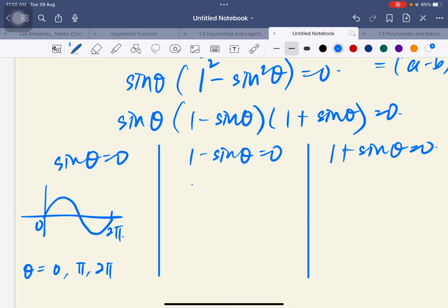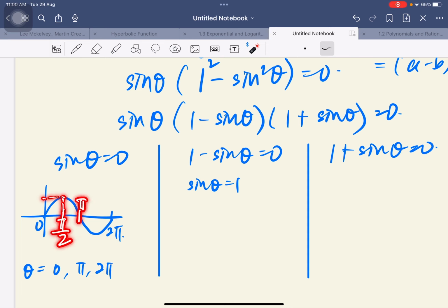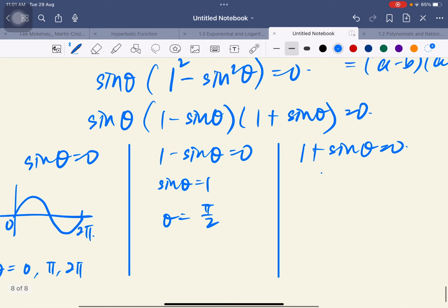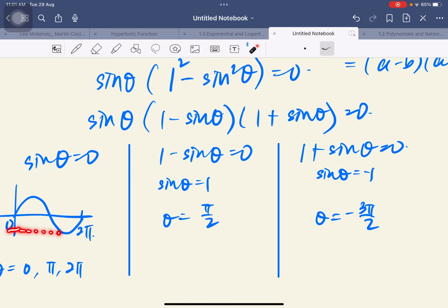And this is sin theta equals 1. Sketch out the graph also. I mean, I already sketched it here, so no need. This is pi. This will be half of pi, which is pi over 2. Oh wait, sin theta equals 1, there's only one value for it. So yeah, theta equals pi over 2. And sin theta equals minus 1. This is simple. It's 3 pi over 2, because negative 1 is only here.